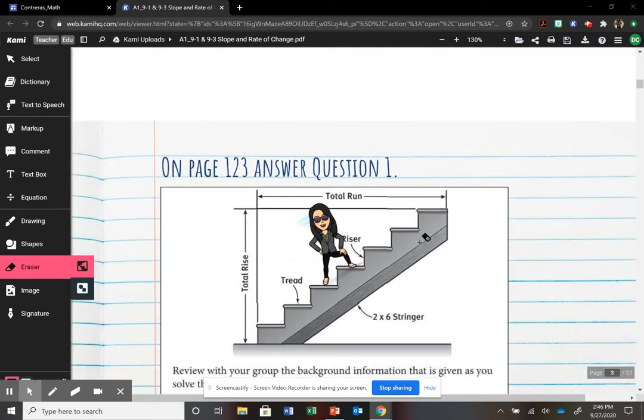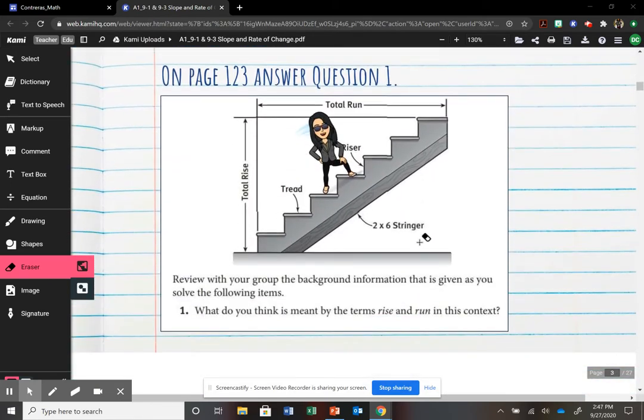All right, so let's go to page 123 in your Algebra 1 book. Okay, so we're going to look at number 1. This video is just from curriculum from the Springboard Algebra 1 book. Okay, so on page 123, go ahead and answer question number 1. Pause the video. Review with your group the background information that is given as you solve the following items. Okay, so what do you think is meant by the terms rise and run in context? Okay, so go ahead and write that one down.